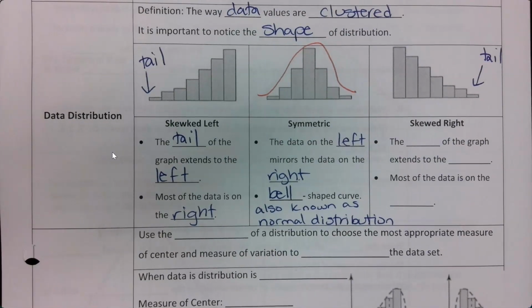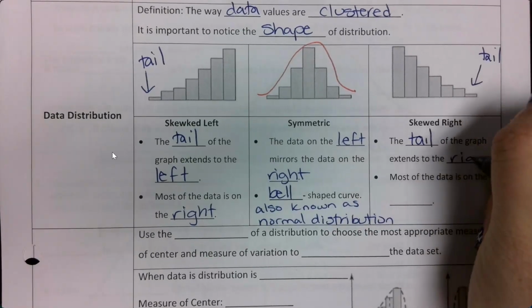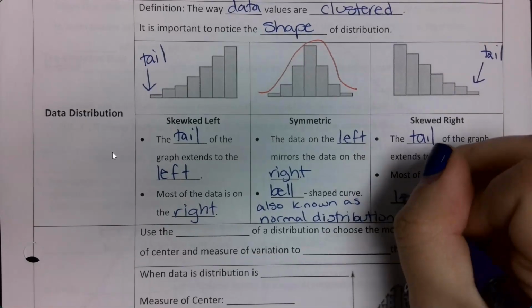Okay, so when it's skewed right, the tail on the graph extends to the right side. And most of my data here is on the left.